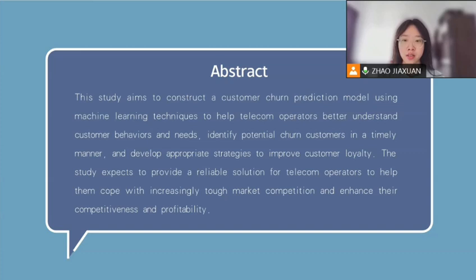This is the abstract. This study aims to construct a customer churn prediction model using machine learning technologies to help telecom operators better understand customer behaviors and needs, identify potential churn customers in a timely manner, and develop appropriate strategies to improve customer loyalty. The study is expected to provide a reliable solution for telecom operators to help them cope with increasingly tough market competition and enhance their competitiveness and profitability.